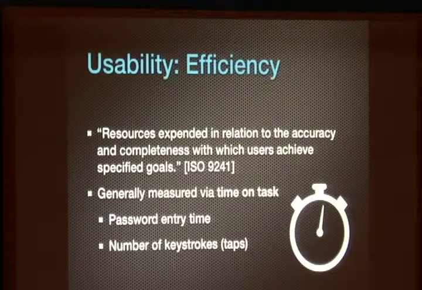Efficiency: resources expended in relation to the accuracy and completeness with which users complete their goals. And this is generally measured via time on task. So in terms of passwords, we can look at it by password entry time, but we can also look at the number of keystrokes or taps that it requires to enter the password. And that's what this talk is about. And I should mention that, as in many areas of life, there's a speed-accuracy trade-off. So when users are trying to be more accurate, they generally have to slow down.